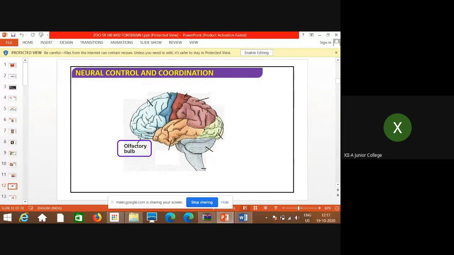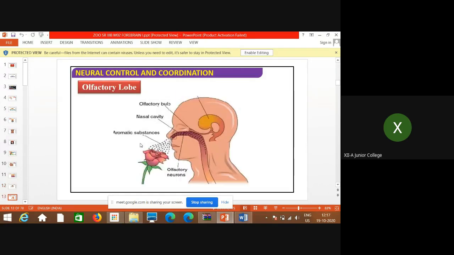In this diagram you can see this is the front part, this is the middle part, and this is the behind part. Here you can see the olfactory bulbs. This is the position, the very anterior part of the forebrain, called the olfactory bulb. As I said just now, you can understand from the name: olfactory bulb, olfactory tract. The bulb and the tract together are considered the olfactory lobe.